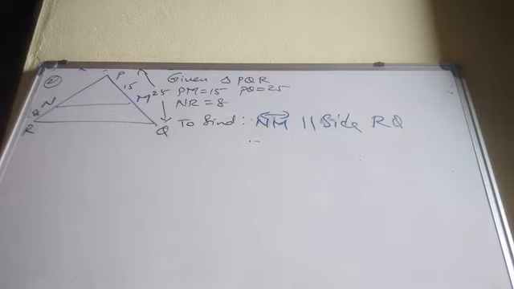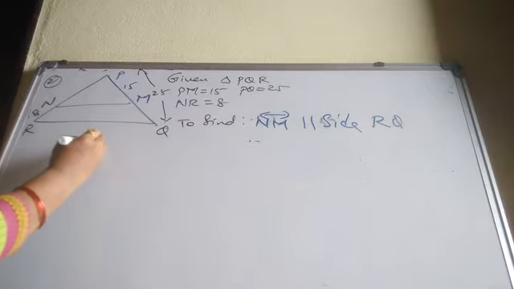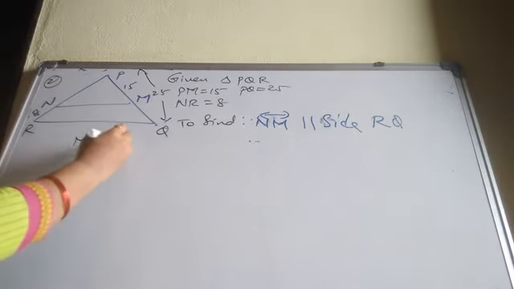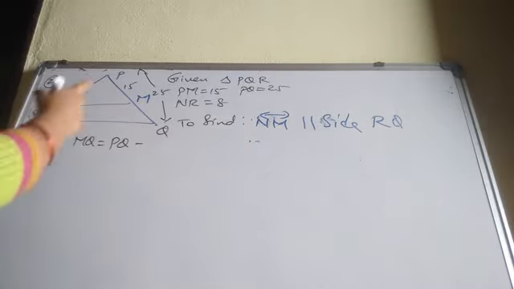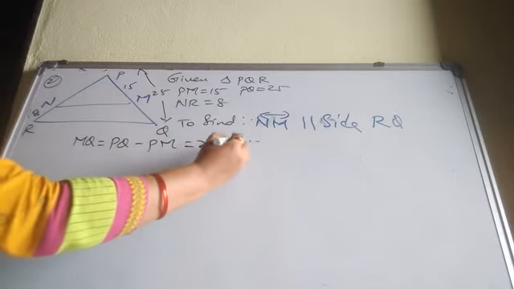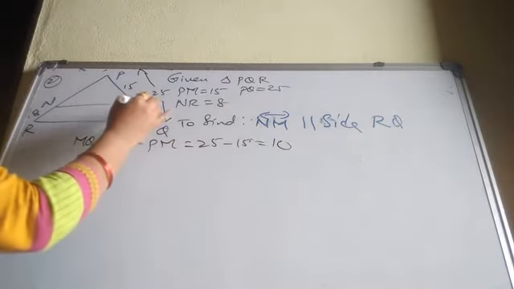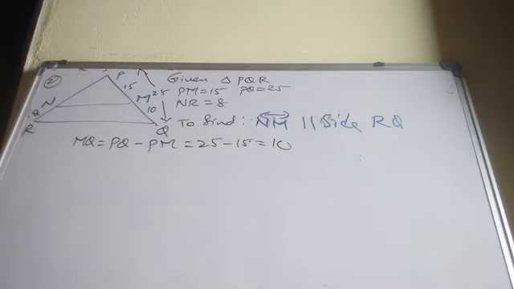We don't know the PN value. So first I'll find the NQ value. PQ minus PN, 25 minus 15 equal to how much? 10. So here we got 10.